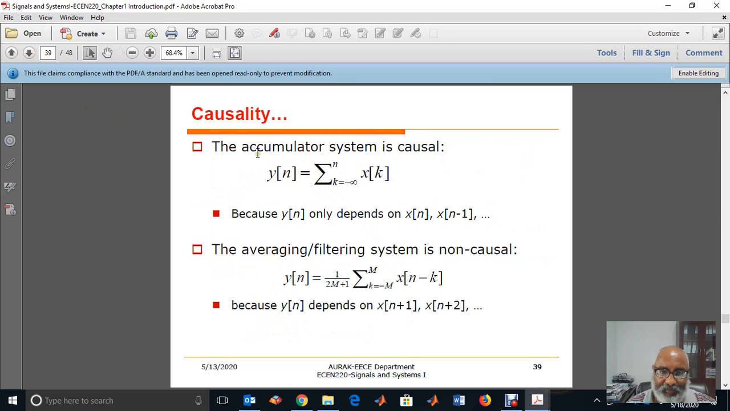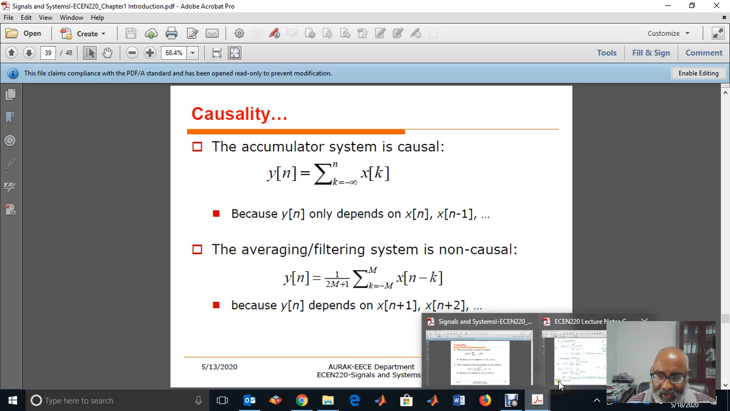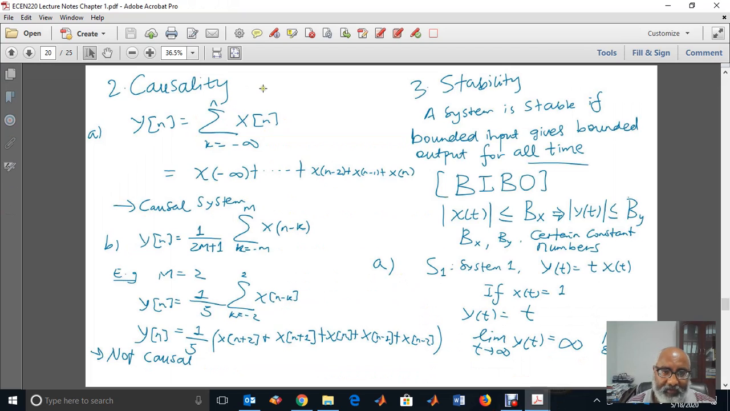Okay, let's see the examples here. Accumulator system. y at n is the summation from k equals minus infinity until n of x of k. So what does it mean? y at time n depends from the previous time until the present time. So if I expand this equation, y at n is x at minus infinity plus ... x at n minus 2 plus x at n minus 1. This means previous time, x at n present time. So this system is causal.